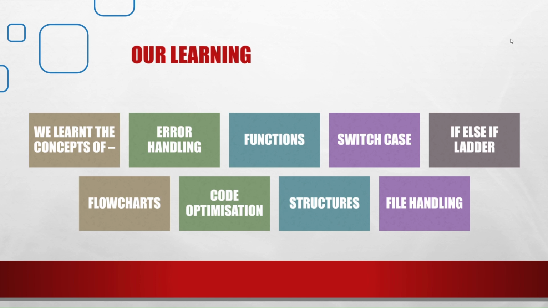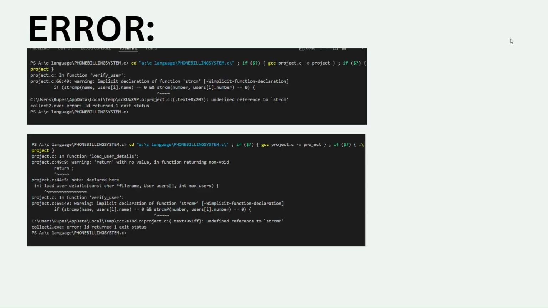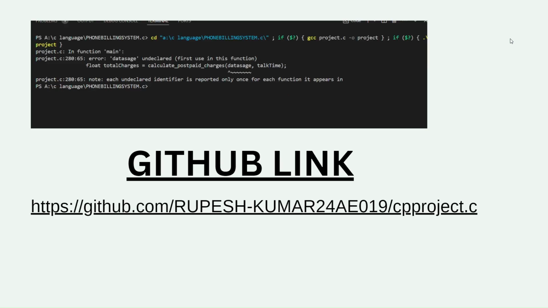So here are our learnings from this project. We learned the concepts of error handling, functions, switch case, if-else if ladder, flowcharts, code optimization, structures and file handling. So here are some errors we experienced during this project. First, we used the while loop in file handling to match the database, but it was only reading 1 character. So we used the function strcmp of the string module to read and compare the data. We have optimized the errors and made the code seamless. So we have also learned error handling during this project.